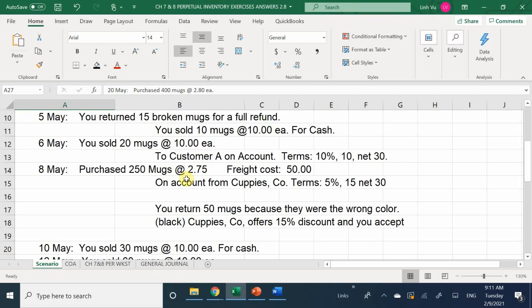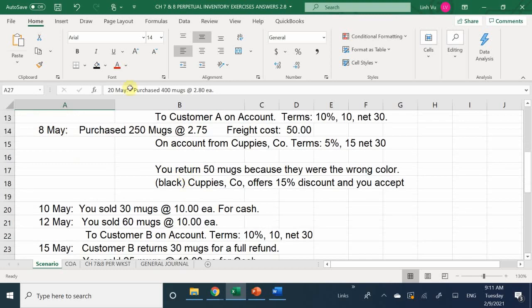No, we missed that one too. No, we missed this one too, because we bought it on May 8th and it's supposed to be 15 days later. So that would have been the 23rd of May. And we missed it. Okay, so we need to recalculate this one because we've decreased our accounts payable here.